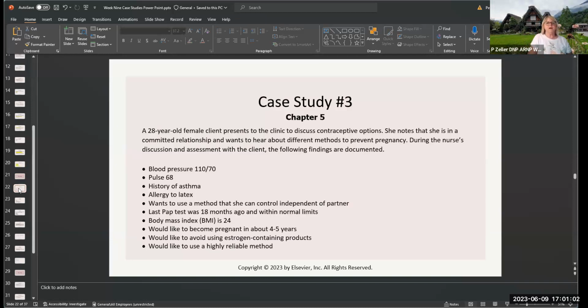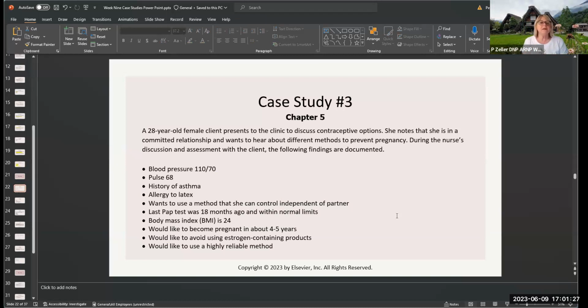Let's go on to chapter 5. So you have a 28-year-old who wants to discuss contraceptive options. What are her options? She's in a committed relationship. I'm assuming that's monogamous, and wants to hear about different methods to prevent pregnancy.